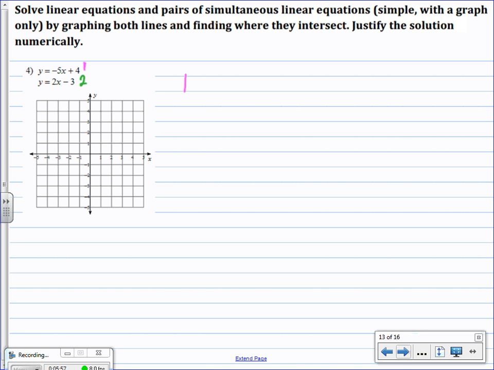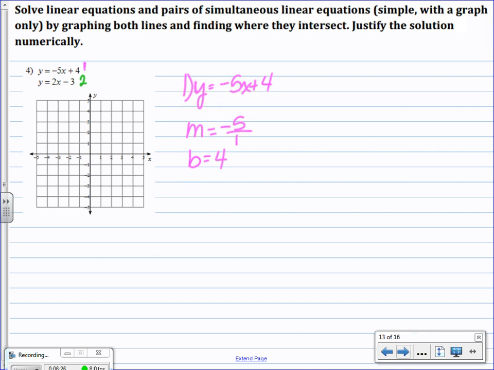So number 1 says y equals negative 5x plus 4. So I'm in slope-intercept form, so I need to know what my slope is, the graph, and my y-intercept. So what's my slope? Negative 5 over 1. If I have a whole number, how do I turn it into a fraction? I put it over 1. What's my y-intercept? 4. So let's go over here and make our points.